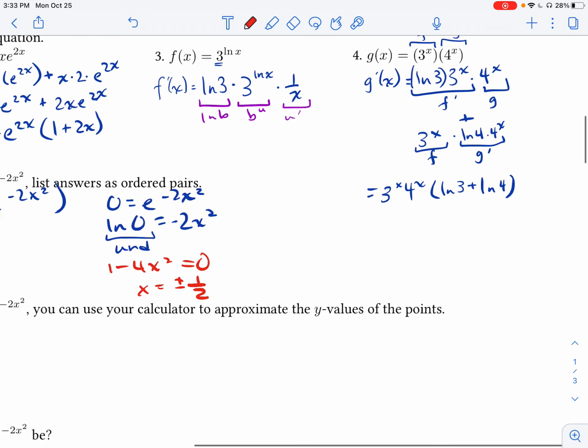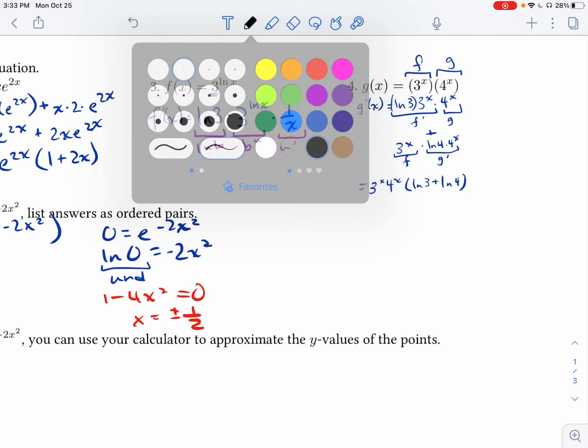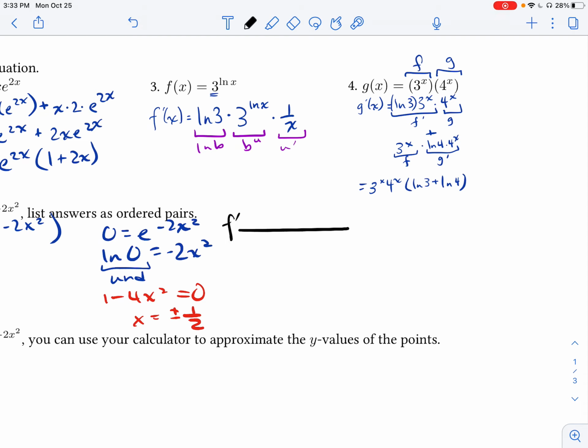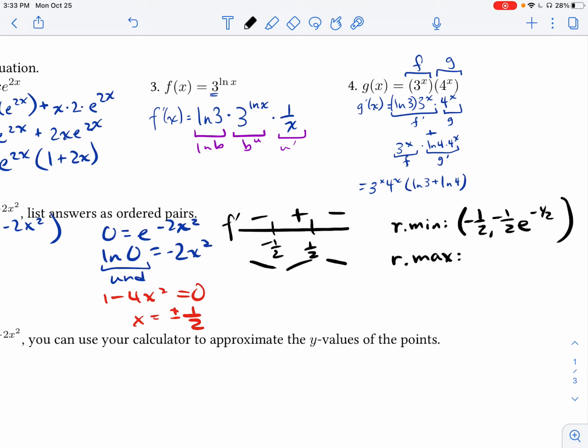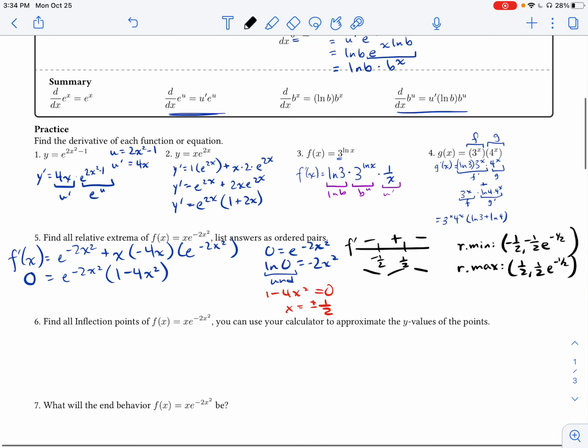So let me go ahead and make this a little smaller so we have some space to work with. So drawing my f prime number line, I've got negative 1/2, positive 1/2, negative, positive, negative. That means my relative minimum is going to occur at negative 1/2. And when I plug that into my original function, I should get negative 1/2 e to the negative 1/2. And my relative maximum is at positive 1/2, 1/2 e to the negative 1/2. Okay, so there's my relative maximum. And I don't have to worry about finding any absolute extrema. The problem only asks for relative extrema.